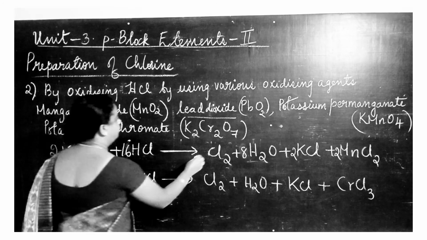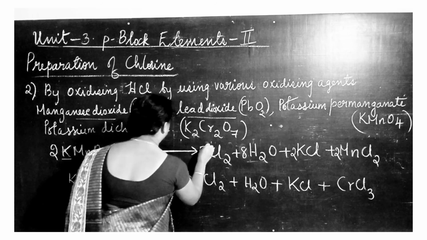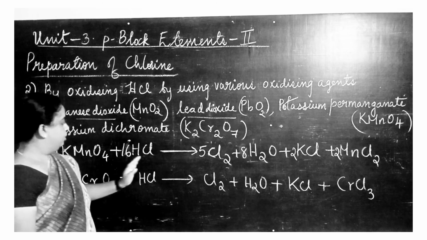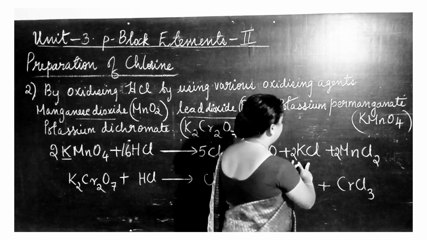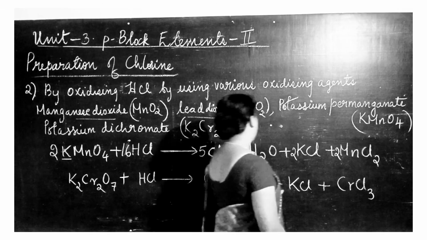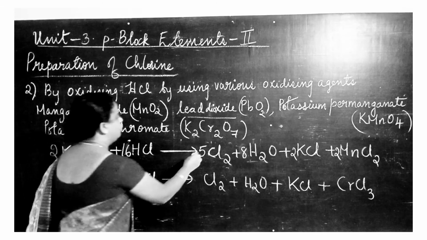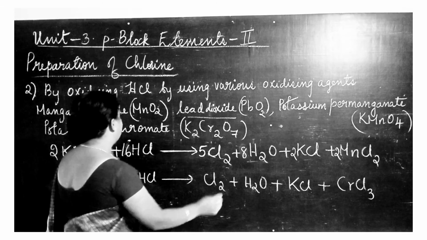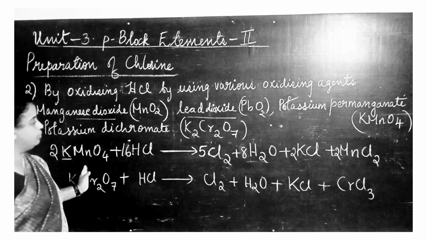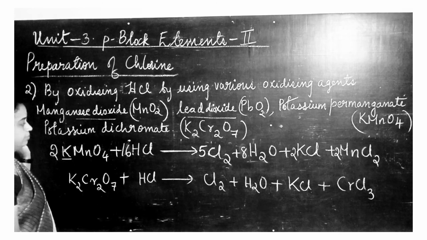So for that reason, what will I do? I just put here 5. So to balance, 10 chlorine, then 10 plus 2 is 12, 12 plus 4 is 16. Okay, so chlorine is also balanced. When I put here 5 chlorine, the chlorine will be balanced on both sides. Okay, so likewise it is balanced.